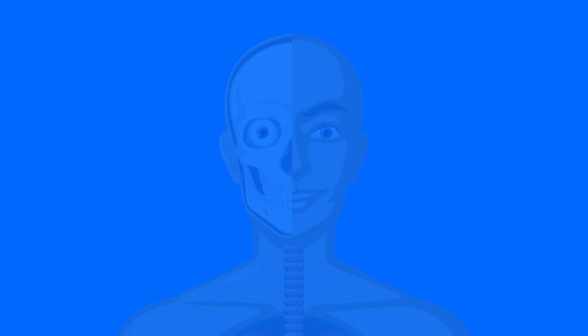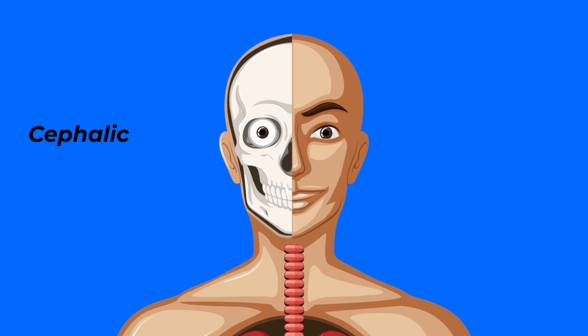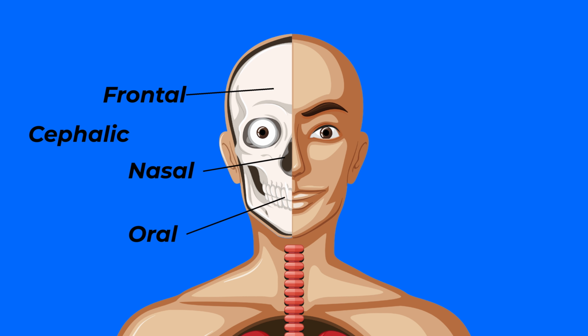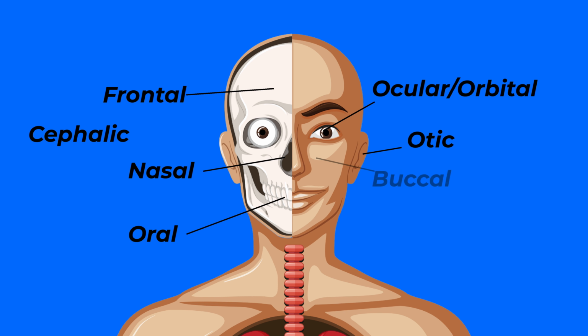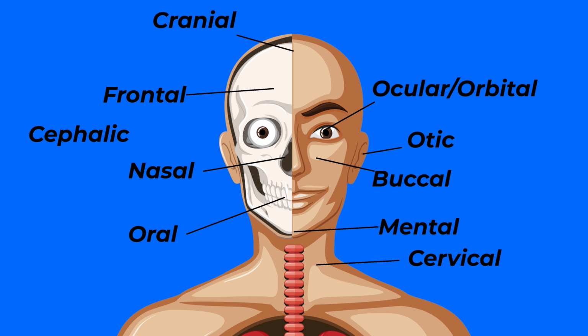And then our last slide here is towards the head and neck. Cephalic for the head region. Frontal, meaning forehead. Nasal for the nose. Oral, referring to the mouth. Otic, referring to the ears. Ocular, orbital, referring to the eyes. Buccal, the cheek. Mental, the chin. Cervical, the neck. And then cranial for the top of the head.